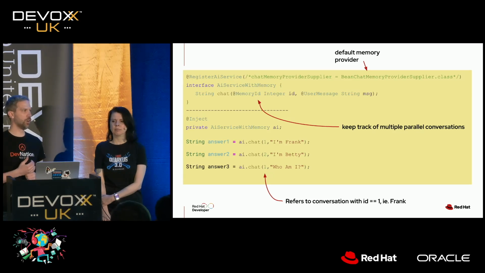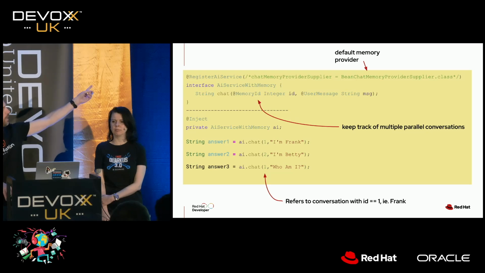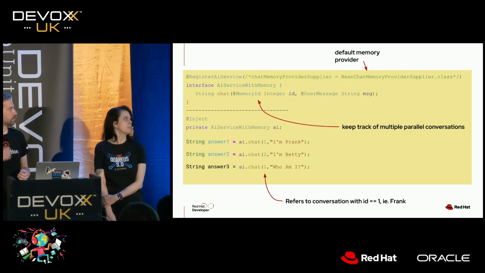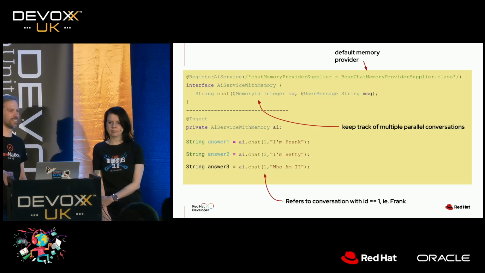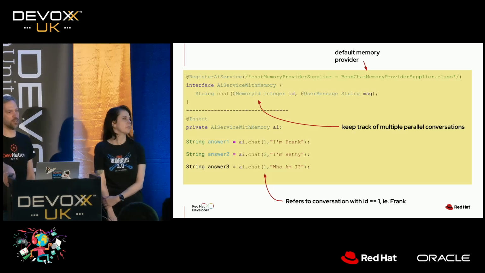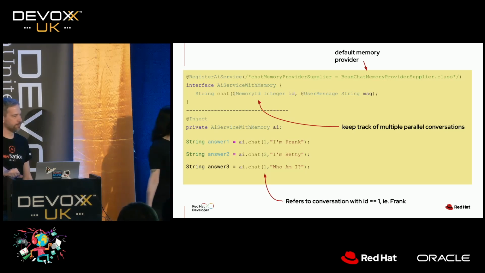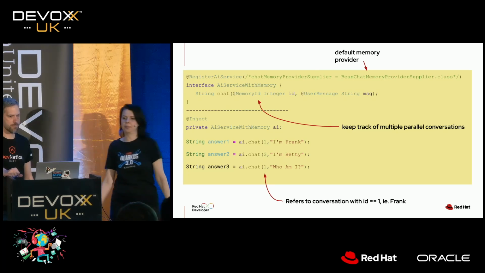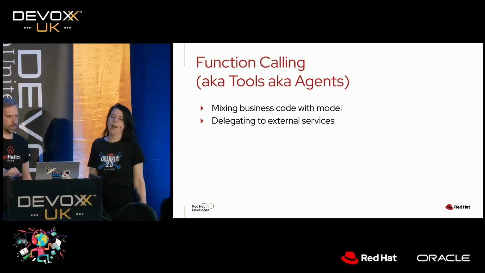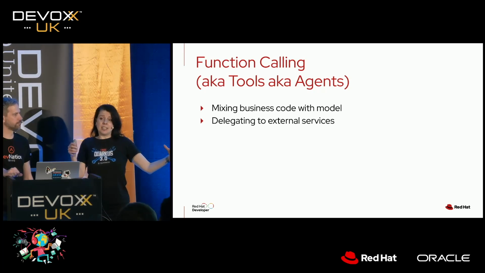And in fact, if you don't want to use memory, you just pass in for that chat memory provider supplier, no chat memory provider, or something like that. But you have to explicitly tell it not to use memory, so it's kind of out of the box. And so then you can see here we've got the multi-threaded conversation. So we've got chat 1 and chat 2. And if you say on chat 1, who am I, it will know that you're Frank.